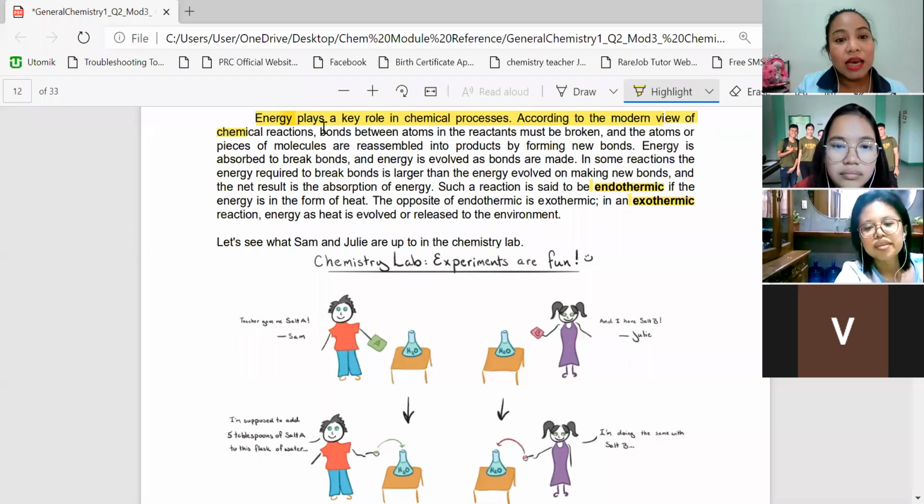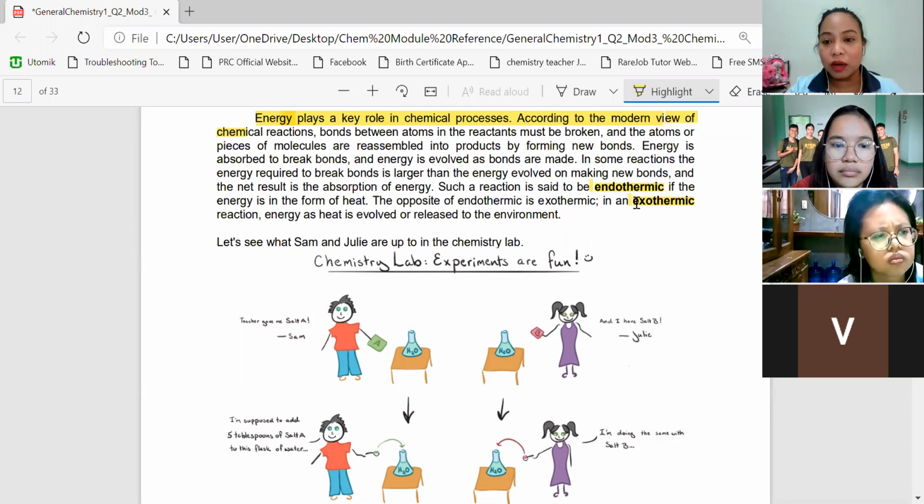Energy plays a key role in chemical processes. We call the energy that will make the reaction start the activation energy. So, the energy in a chemical reaction could either be endothermic or exothermic. Now, let's look into this lab experiment.